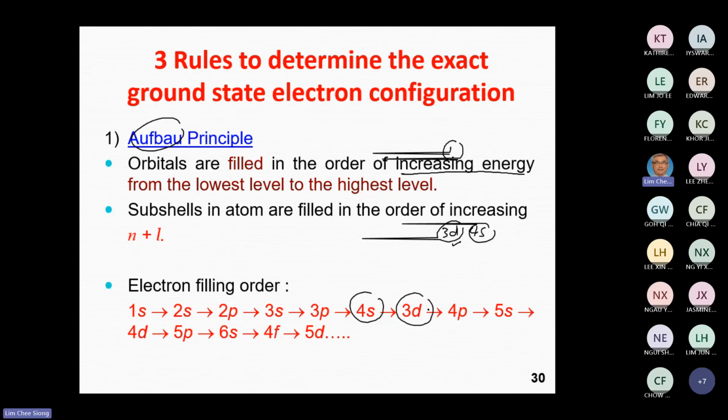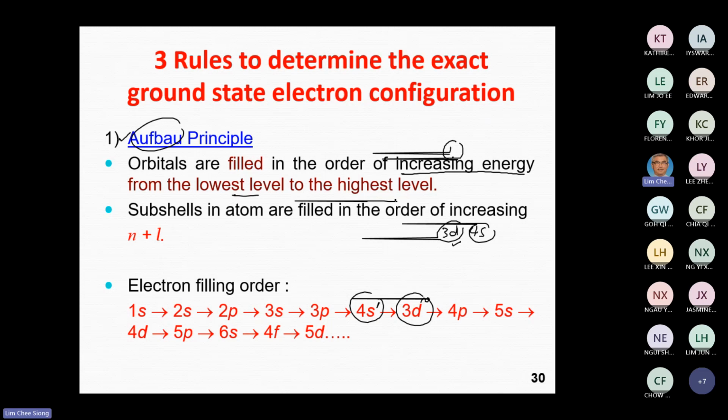These are rules you must follow. So if, let's say, I give you a case where I fill in 3d first, 3d goes to 10, then 4s equals 1, there's something wrong already. You know that this is against the Aufbau principle. You quickly write down the Aufbau principle, followed by the reason. Why? Because it's stated here, electrons fill in based on the order of increasing energy, 1 mark. From the lowest to the highest level, another 1 mark.